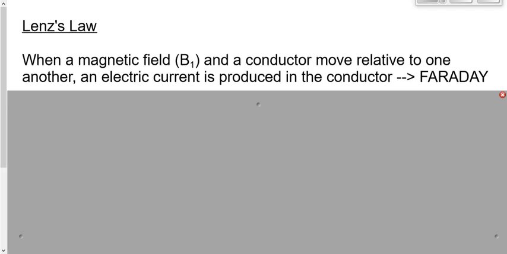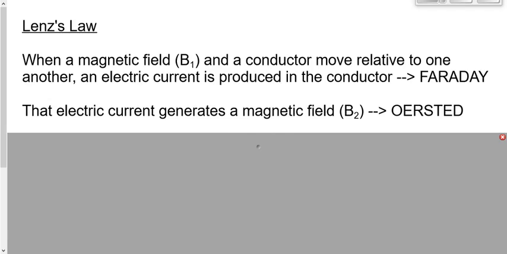Now, think back to near the beginning of this unit. Oersted said that an electric current will generate a magnetic field. Well, we've got an electric current now, right? We made the electric current from a magnetic field, but we've got one. That electric current will generate a magnetic field. Again, that's what Oersted taught us way back near the beginning of this unit.